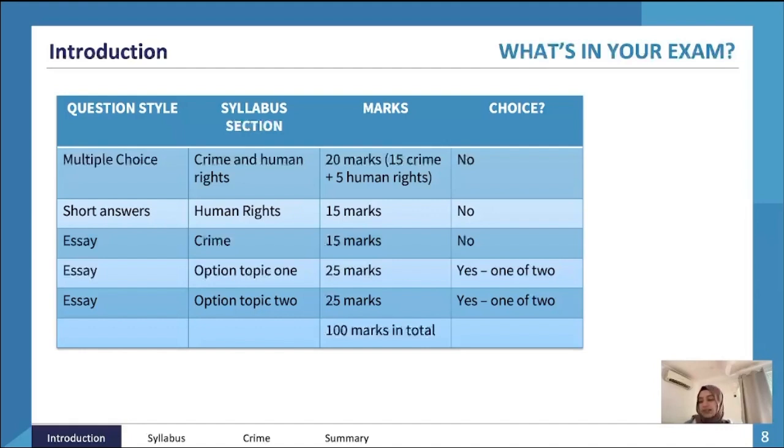But obviously it's very much up to your teacher, your school, which topics or which options those are. So option number 1 is 25 marks. So you do get a choice with this one. So you're given 2 questions and you choose one of those questions and you answer it. And again, for the second one, 25 marks. And again, you choose one.